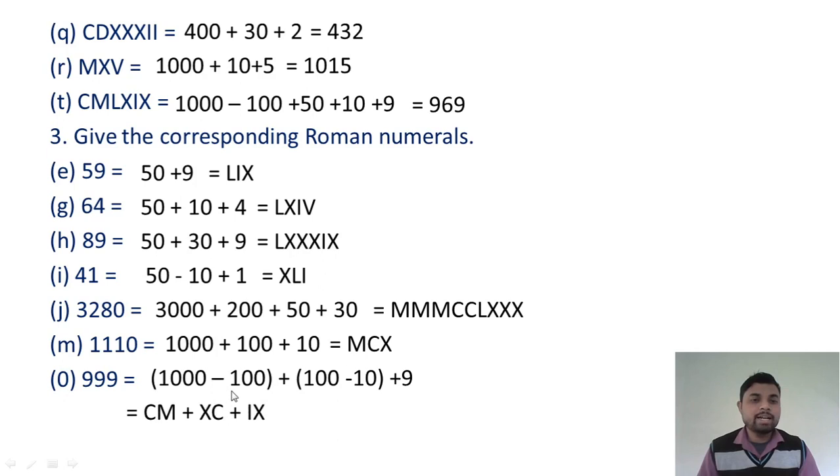So 900 is CM, 90 is XC. Why XC? C means 100 and here is minus, that's why X will be on the left side. 10 means X, so XC, and for 9 IX, so it will be CM XC IX. Just remove the plus sign. CMXCIX. Is it clear? Very good.